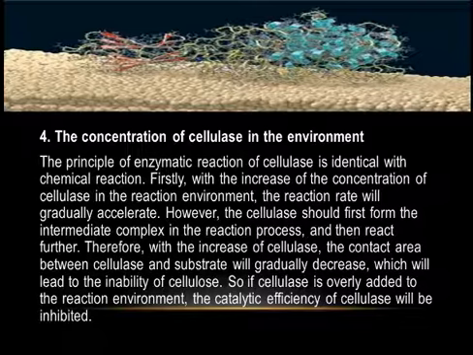4. The concentration of cellulase in the environment. The principle of enzymatic reaction of cellulase is identical with chemical reaction. Firstly, with the increase of the concentration of cellulase in the reaction environment, the reaction rate will gradually accelerate. However, the cellulase should first form the intermediate complex in the reaction process, and then react further. Therefore, with the increase of cellulase, the contact area between cellulase and substrate will gradually decrease, which will lead to the inability of cellulase to react. So if cellulase is overly added to the reaction environment, the catalytic efficiency of cellulase will be inhibited.